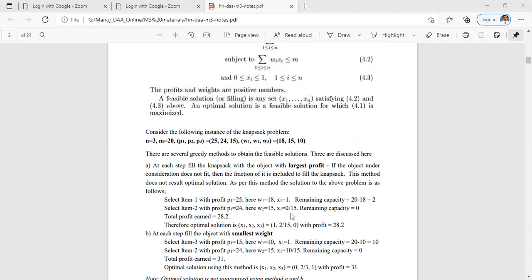What is the x3 value you have? You don't have anything. So the solution I will be giving. So this is the solution. P1 is 25 into x1 is 1. P2 is 24 into x2 is 2 by 15. P3 is 15 with x3 equal to 0. So what is the final answer you get?